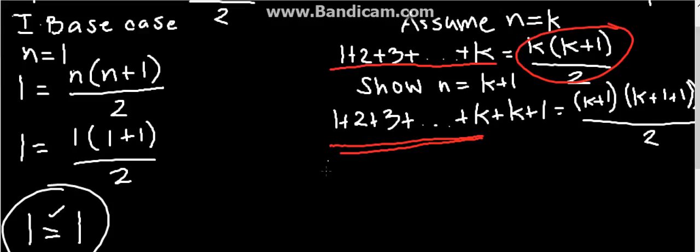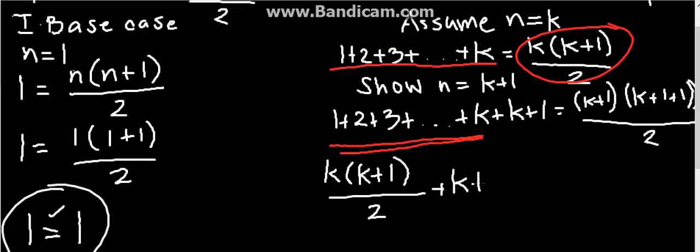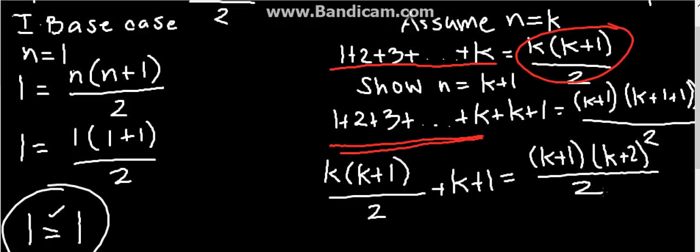So k times quantity k plus 1 over 2 plus k plus 1 is equal to k plus 1 times quantity k plus 2 over 2.